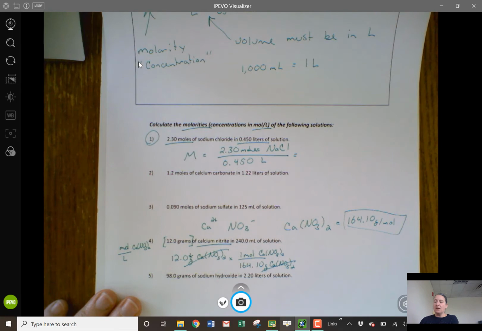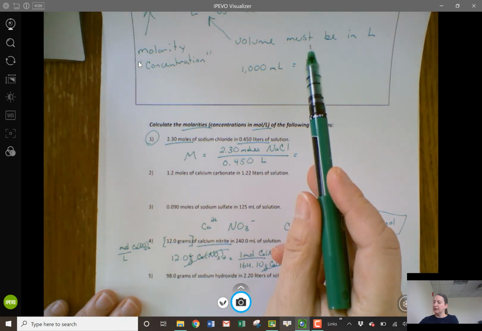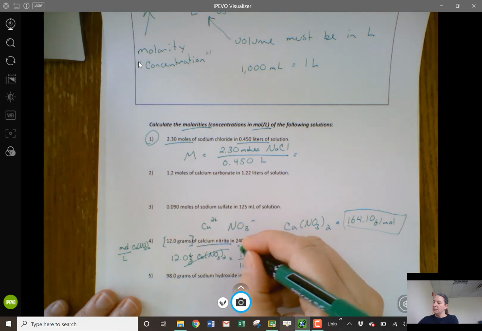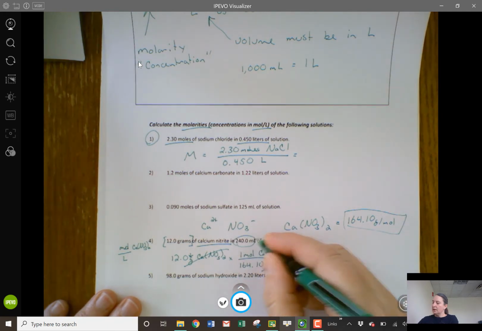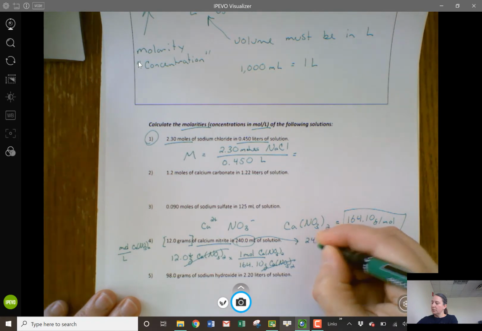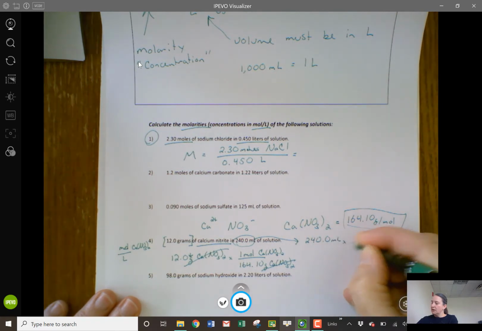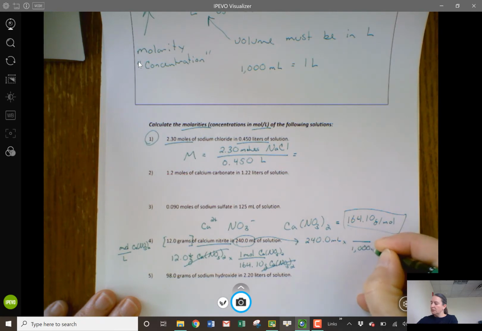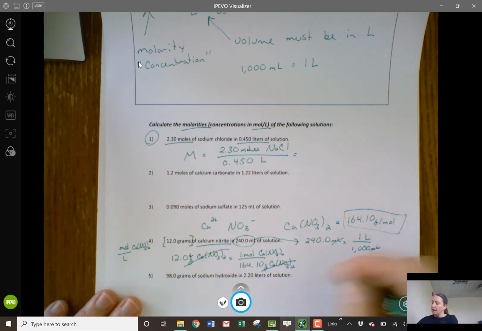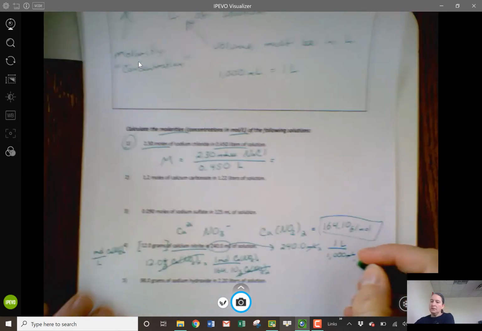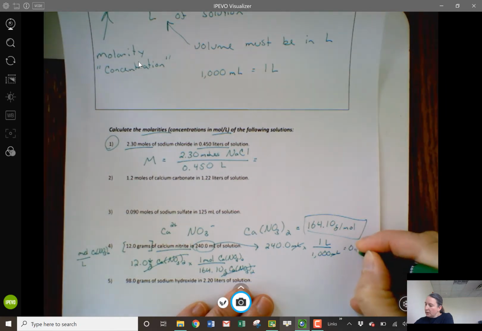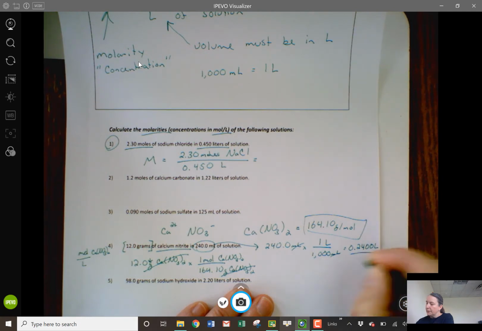Now, the other thing that we'll notice is we have 240 milliliters. And if you remember, we said that the volume has to be in liters. So 240 milliliters ends up as 240.0 milliliters. And we know that there are 1,000 milliliters in 1 liter. And so milliliters cancels out. So that gives us, let's see, we'll slide this over here, 0.2400 liters of solution. Okay.